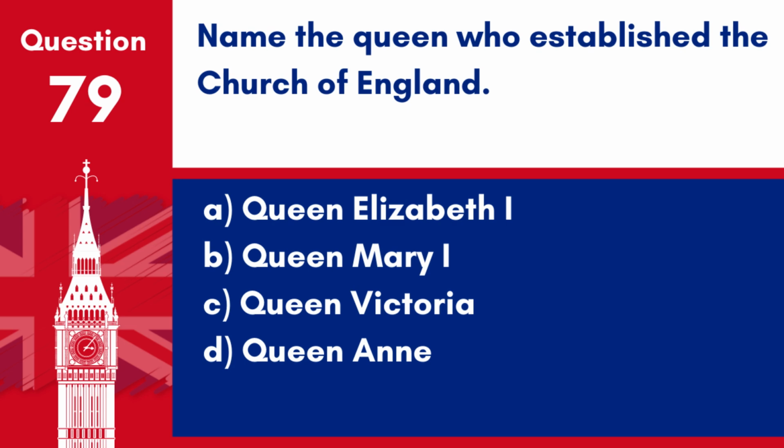Question 79. Name the Queen who established the Church of England. A. Queen Elizabeth I. B. Queen Mary I. C. Queen Victoria. D. Queen Anne. Answer: A. Queen Elizabeth I. Queen Elizabeth I established the Church of England, solidifying its structure and doctrine during her reign.